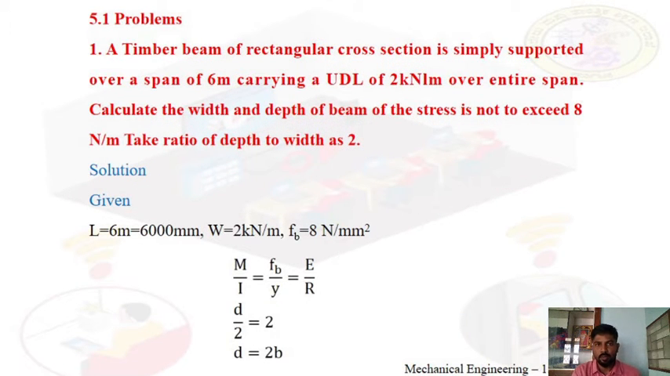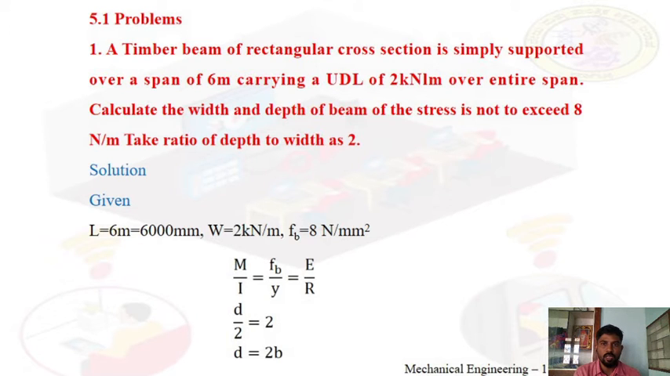Problem number 1: a timber beam of rectangular cross section is simply supported over a span of 6 meter, carrying a UDL of 2 kilonewton per meter over the entire span. Calculate the width and depth of the beam if the stress is not to exceed 8 Newton per mm square. Take the ratio of depth to width as 2. So immediately list the given data.